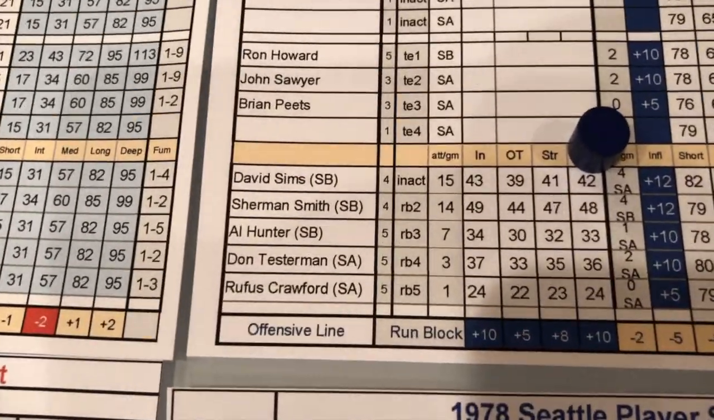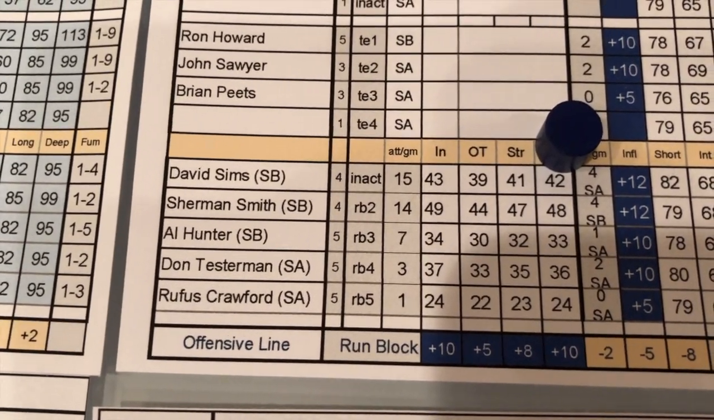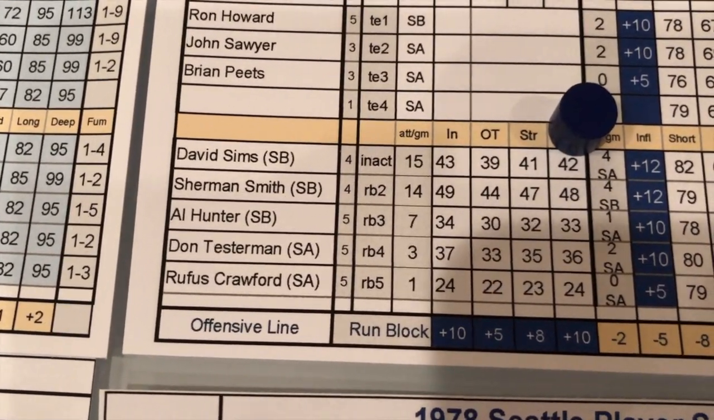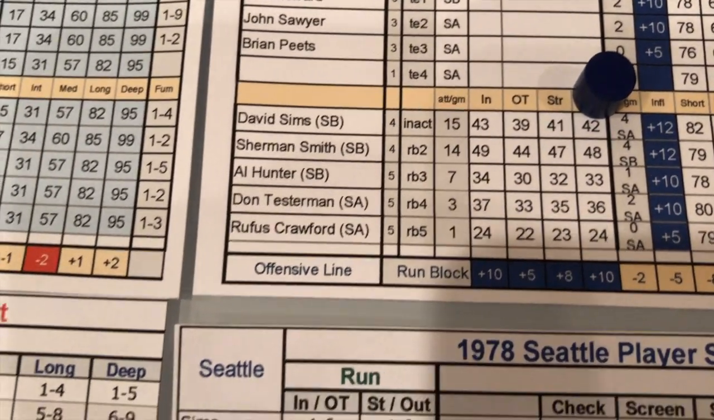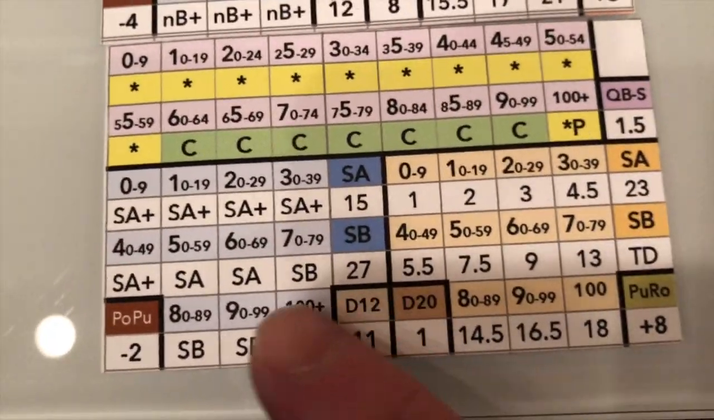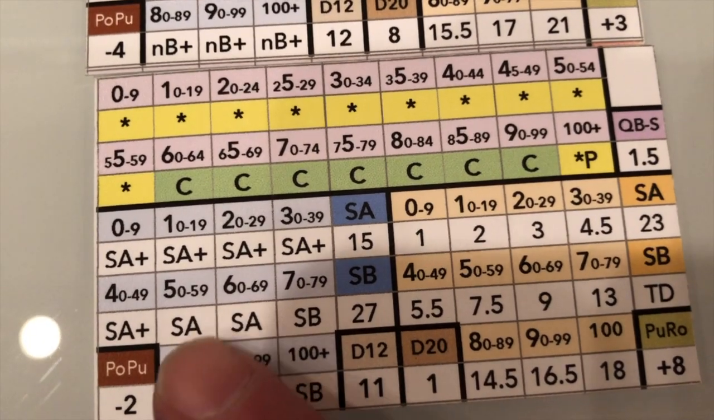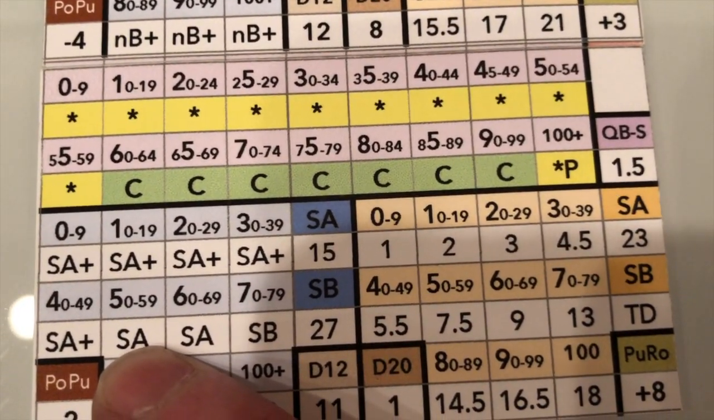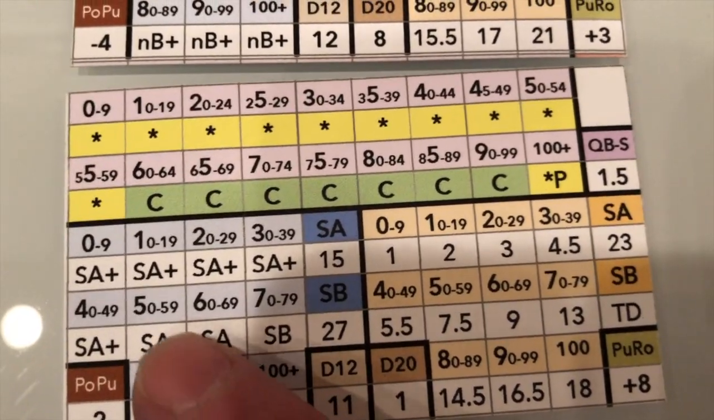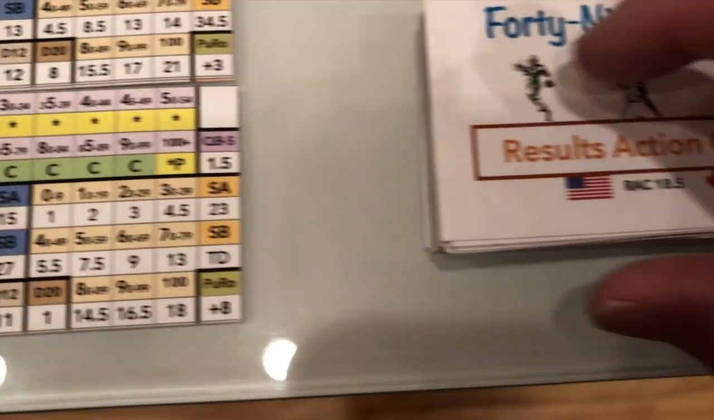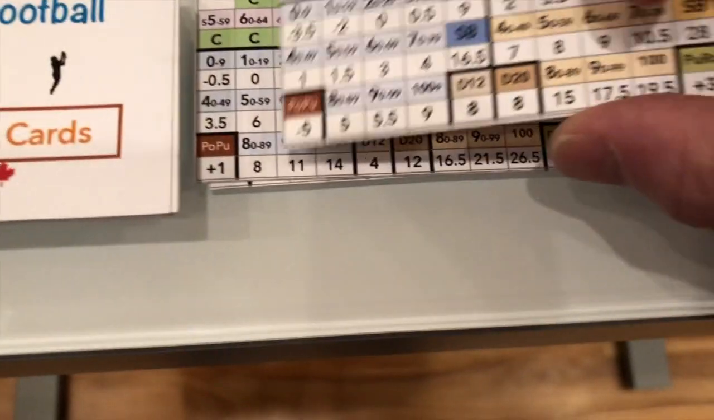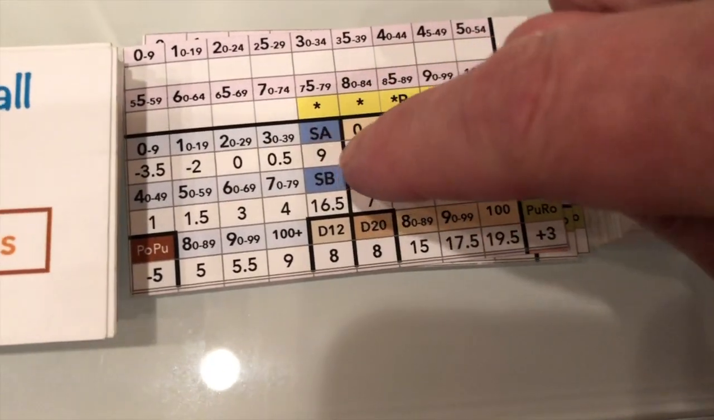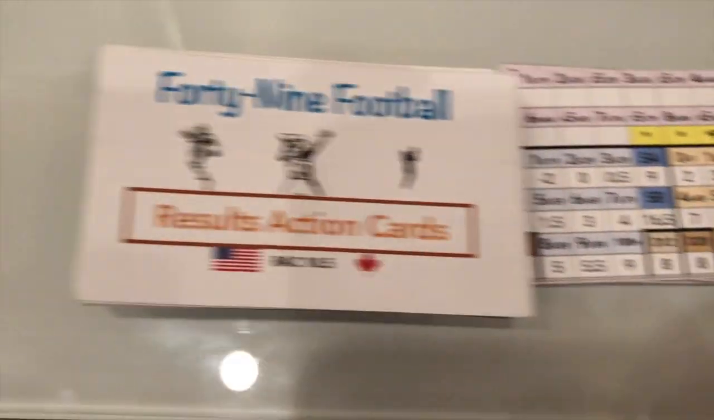If you go to Seattle, well, David Sims is an SB, Smith, Hunter, SBs, Testerman and Crawford are SAs. And what that means is, say the run was, in this instance, a 50. Can't remember, that was 53. So that would be an SA, and SAs are automatic. What you're going to do is take the next results action card, flip it over, and take the result of the SA.